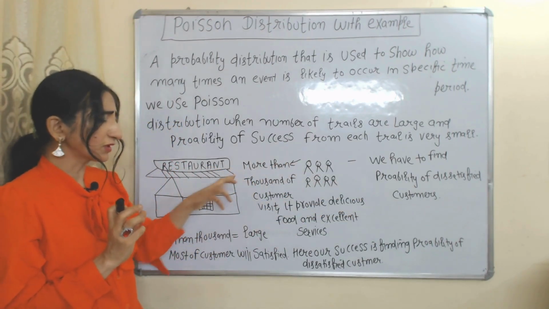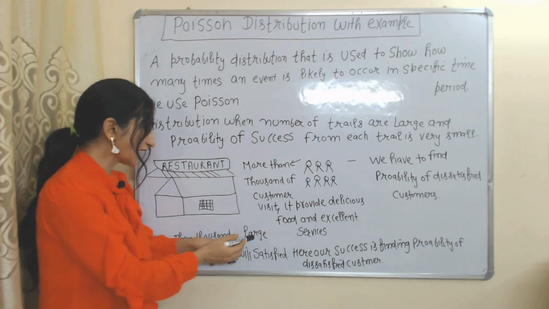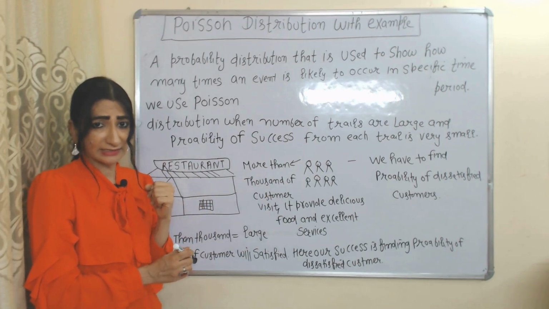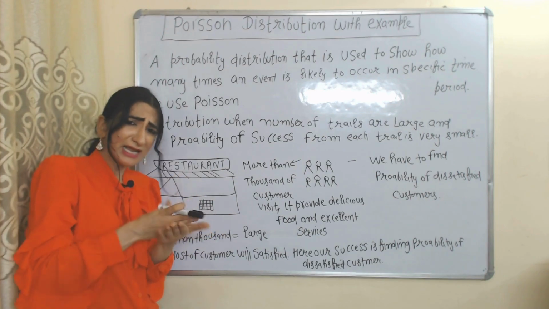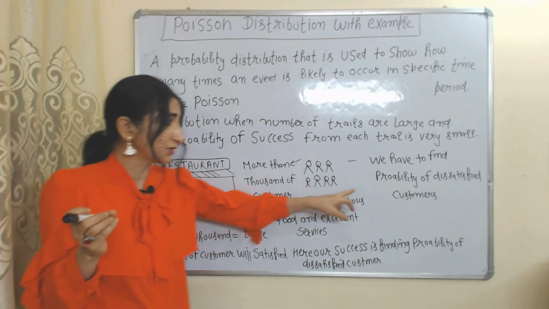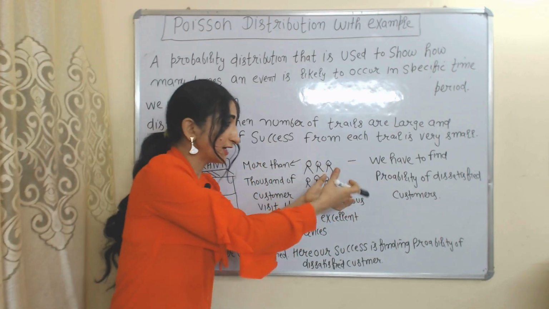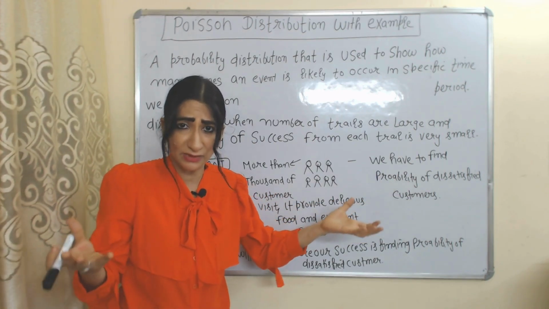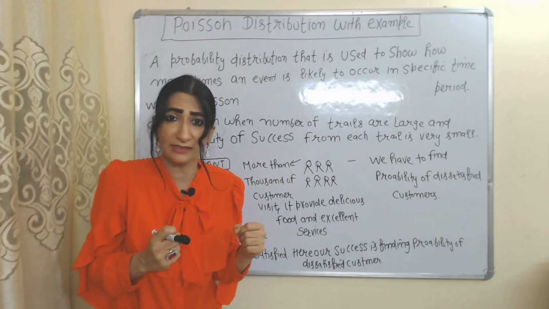Here you can see more than 1000 customers visit here in a day. That's why the number of trials is very large. If this restaurant provides delicious food and excellent services, obviously most customers will be satisfied. There is very little chance of finding a dissatisfied customer. But our success is finding a dissatisfied customer, and this restaurant provides very delicious food and excellent services.